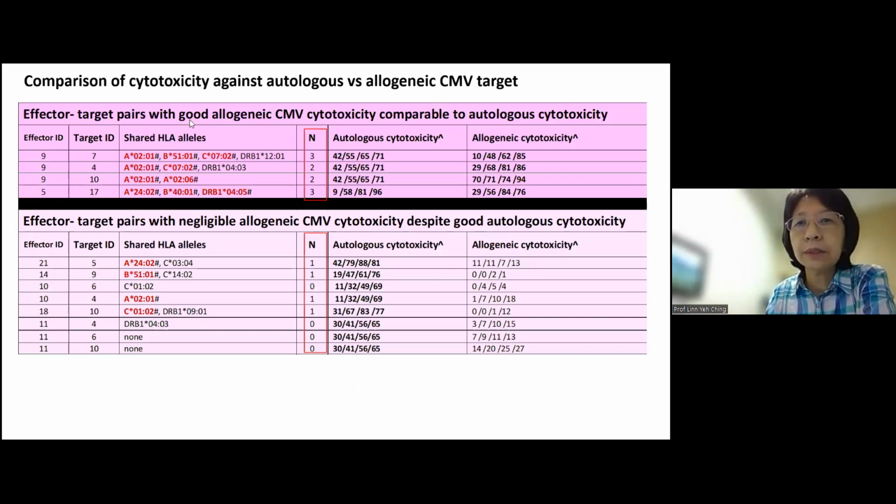This is a tabulation of the cytotoxicity of CMV T cells against autologous and allogeneic targets presenting CMV peptides. These are effector target pairs, and the HLA alleles that are restricted for CMV peptides and shared between the effector and the target are in red. This column N is the total number of such CMV restricted HLA alleles that are shared between the effector and the targets. So in this top panel, you can see that effector against allogeneic target showed very good cytotoxicity, which is comparable to autologous cytotoxicity. And all these pairs had 2 or 3 shared alleles that are known to be CMV restricted. In contrast, in the bottom panel, there was none or only 1 shared CMV restricted allele between the effector and the target, and they showed negligible allogeneic cytotoxicity despite significant autologous cytotoxicity.